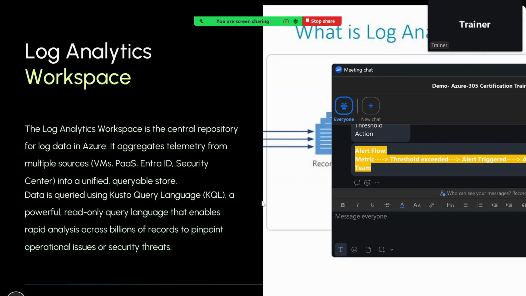It integrates the telemetry from multiple resources like virtual machines, PaaS, Entra ID, and Security Center into a unified queryable store. Data is queried using the Kusto Query Language, which is KQL, a powerful read-only query language that enables rapid analysis across billions of records to pinpoint operational issues or security threats.